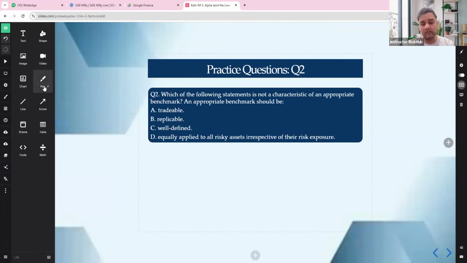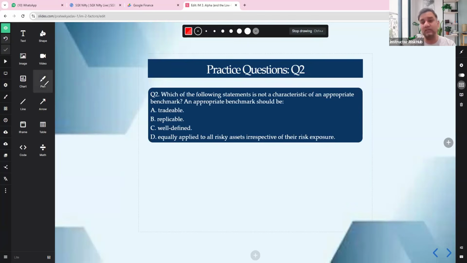So now we read the question: which of the following statements is not a characteristic of an appropriate benchmark? An appropriate benchmark should be what? Now, if you look at it, basically we are looking for the "not" statement. Looking at "not" means we're looking for the wrong answer.